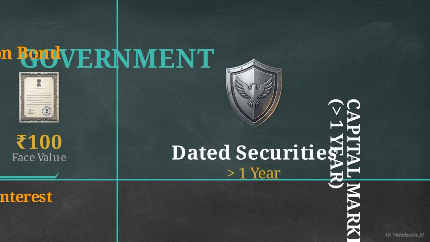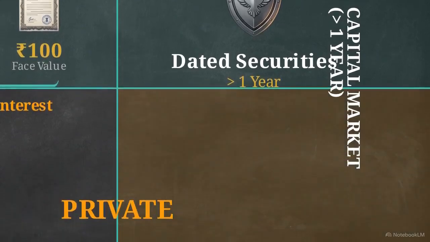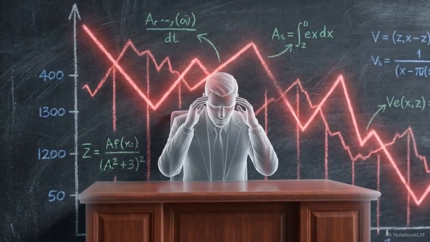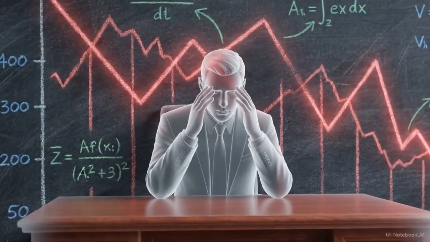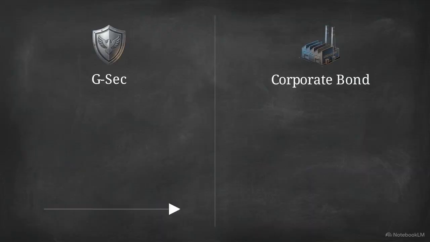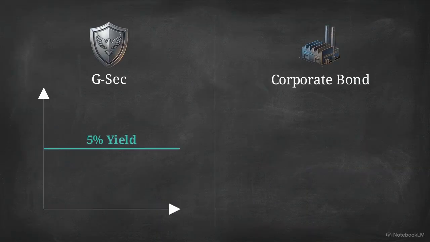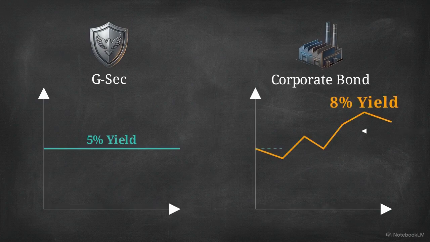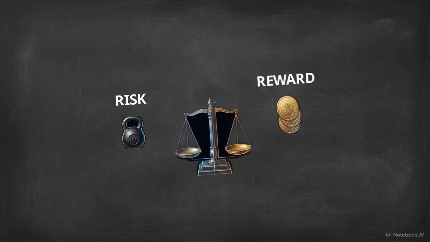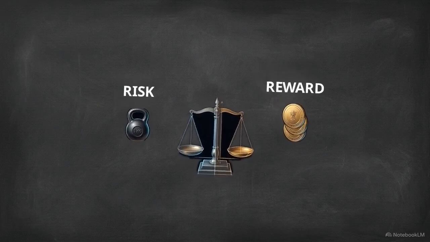Dropping to the bottom right quadrant, the private sector issues its own long-term equivalent, corporate bonds. Because private companies lack the taxing power of a sovereign state, their bonds carry an inherent risk of default. To attract capital away from ultra-safe government debt, these corporations must offer higher percentage yields. Every security in this matrix is defined by two variables: who issues it and how long it takes to mature. Those two factors completely dictate the risk profile and potential reward for the investor.